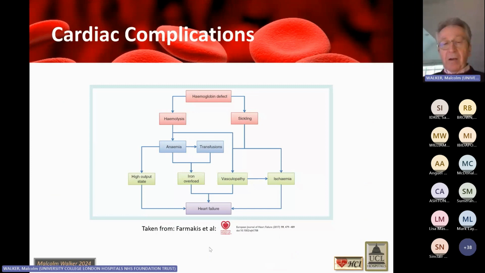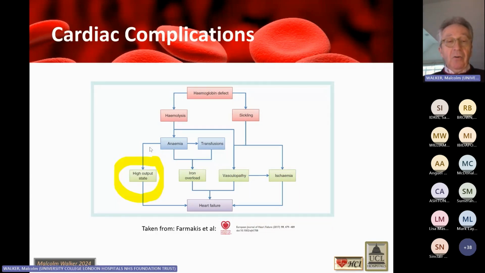So let's now get to the meat of what I'm supposed to be talking about, and that is the heart. And this is a very simplistic diagram, but it does make a point. And it's common to hemoglobin defects in general, but I'm going to talk specifically about sickle cell conditions here. And the first thing that I'm going to consider is the situation of what we call a persistently high cardiac output precipitated by the presence of an anemia.